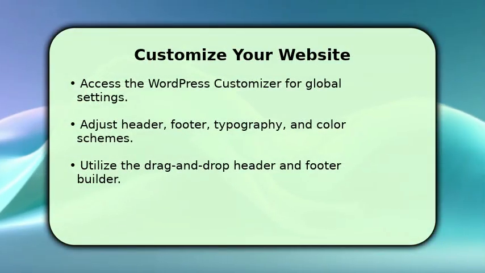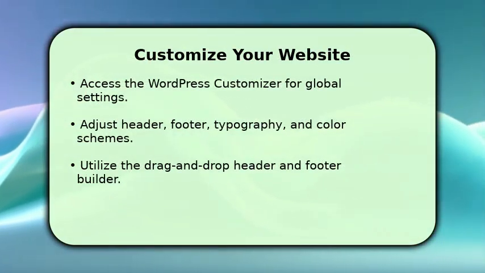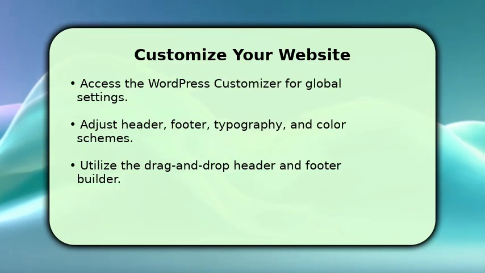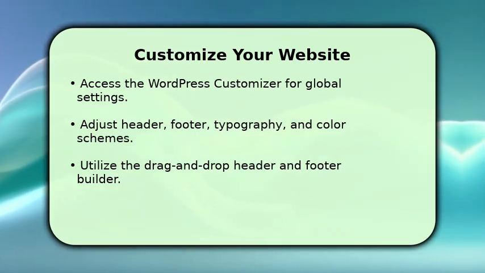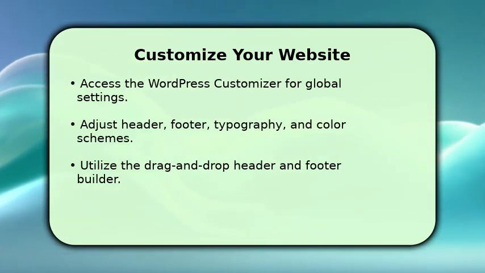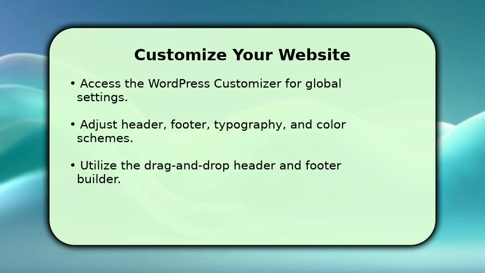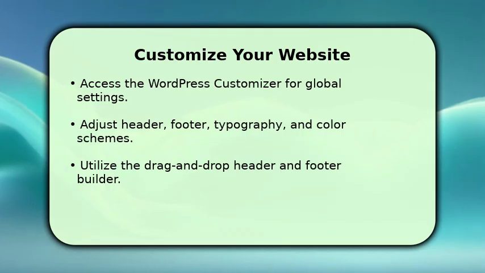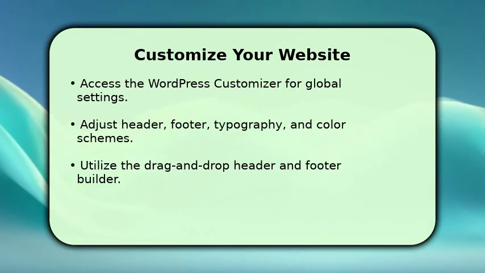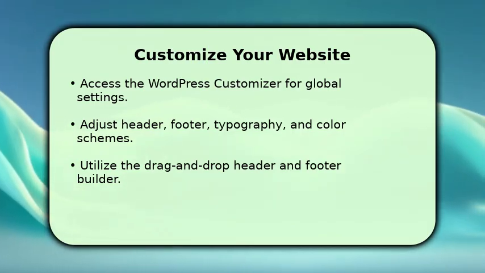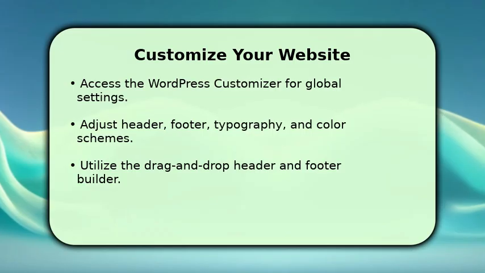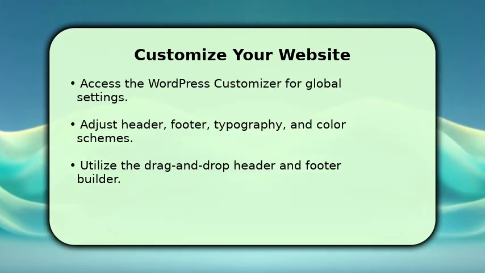With Astra, customization is straightforward. Navigate to Appearance and then Customize to open the WordPress customizer. Here, you can control global settings for your website, including the header, footer, typography, and color palettes. Astra's intuitive drag-and-drop header and footer builder allows for flexible design. All changes are visible in real time, ensuring you see exactly what your visitors will experience.